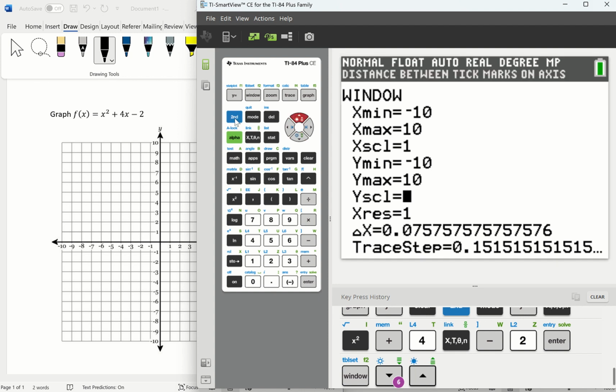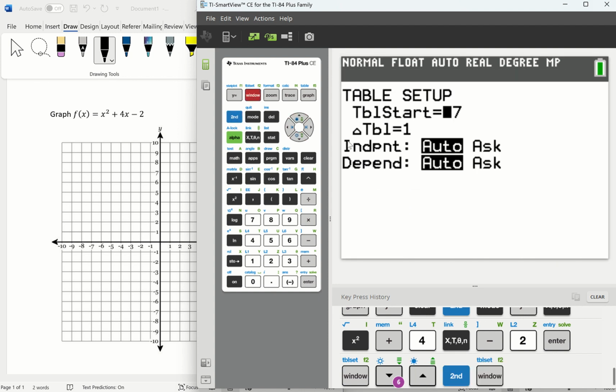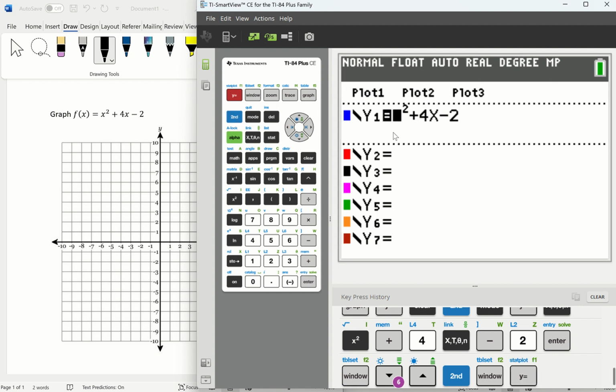The other thing you want to check, if you go to second window, make sure your table's independent and dependent are both set for auto, and your delta table is 1. So if those aren't your settings, make sure you switch those now. Okay, so I typed in my function x squared plus 4x minus 2. And what I'm going to do is click graph.